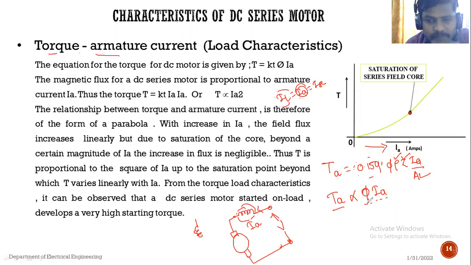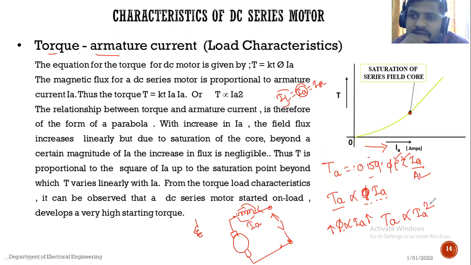See, if the armature current increases, in case of a DC series motor, phi is directly proportional to IA. When IA increases, the flux phi increases, right? Yes, sir, because the current flowing through it is the same. So instead of putting phi here, I am putting IA. So my equation becomes torque TA is directly proportional to IA square. Can I write it like this? Yes, sir. Okay, that means phi is directly proportional to IA, so I will write the equation torque TA is directly proportional to IA square.